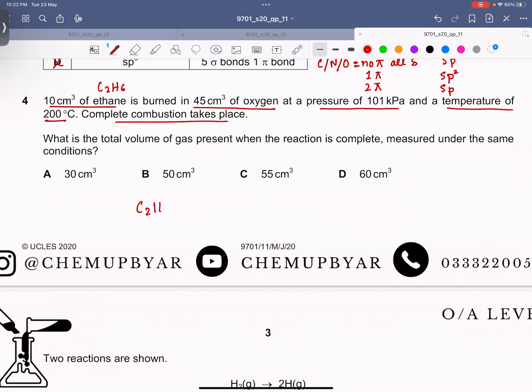So if I make the equation, C2H6 is reacting with oxygen, forming carbon dioxide and water. If I balance the equation, I will put 2 over here and 3 over here. So that makes 7 oxygen. So there must be 7 over 2, or 3.5, oxygen molecules over here to balance the equation. Is this clear to everyone till here?